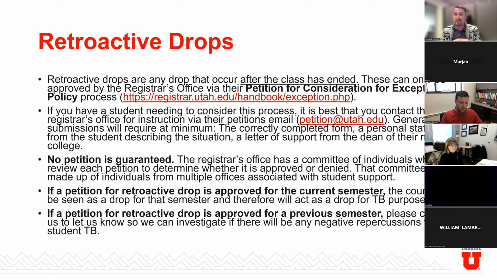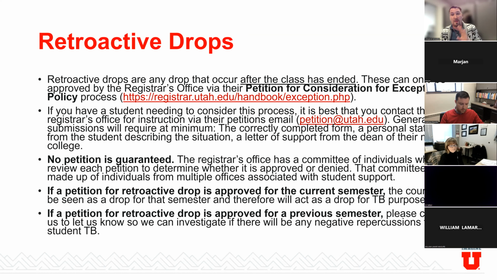If you have a student needing to consider this process, it is really best to contact the registrar's office for the best instructions you can receive. They have a petitions email specifically, petition@utah.edu, and they will give you full instructions. You can also ask clarifying questions. You can ask, hey, this is the situation we're seeing with this student. Do you really think this is going to be a petition? Do you think this would fly? Or is this kind of weird or not really going to work? They'll give you some advice on where to start or what they may have seen before.